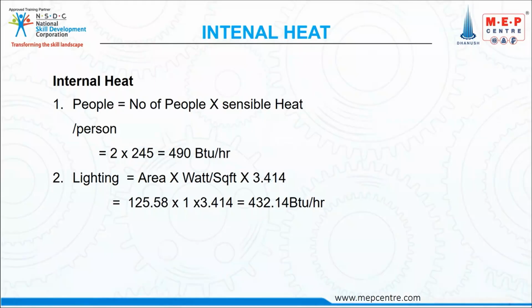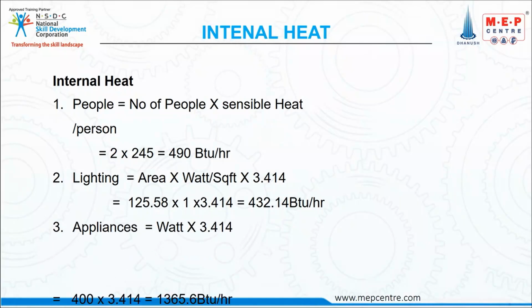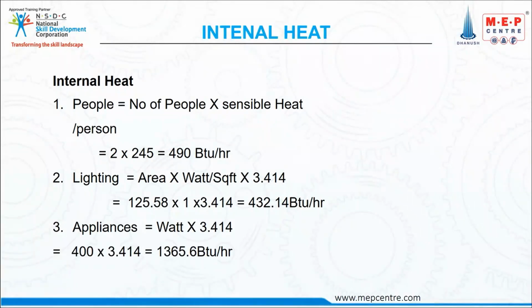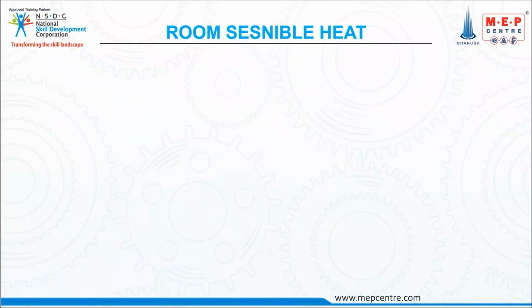So number of people 2 into 245, which is 490 BTU per hour. Lighting: area into watt per square feet into 3.414, as the electrical engineer has given watt per square feet as 1. So 125.58 into 1 into 3.414, which is 432.14. And appliances: watts into 3.414, which is 400 into 3.41, which is 1365.6 BTU per hour.